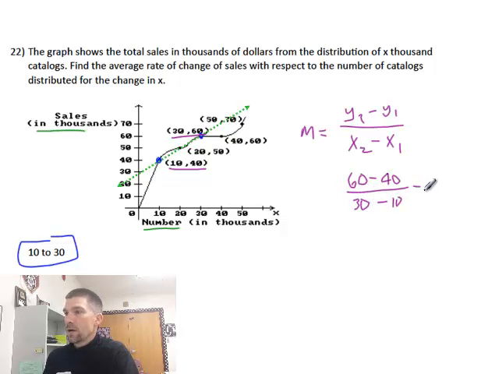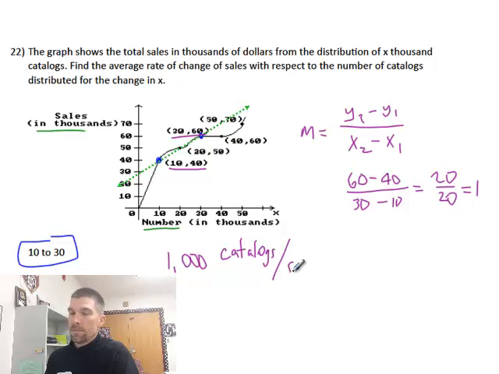And we're going to do this math right here. And lo and behold, the average rate of change is 1. 1 what? We're looking at 1,000 catalogs per $1,000 in sales, because we're talking about in thousands. So 1,000 catalogs per sale. And that's your rate of change.